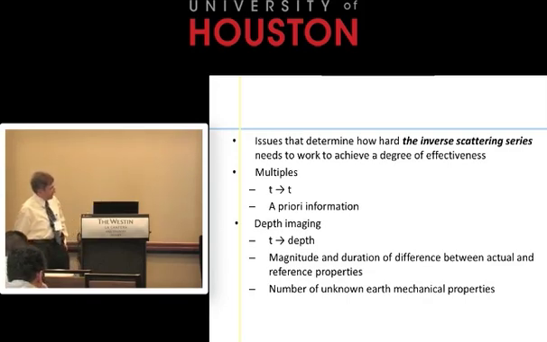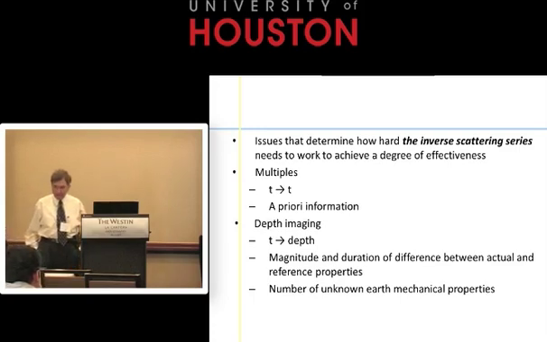So if you're in the business of multiples, first of all, things are simpler. It's time to time. Traces in, traces out. That's already simpler, and traces in, depth out, which is depth imaging. If you have a priori information that you assume is reliable, like the free surface multiple removal, that reduces the need for terms. If you have no a priori information, no assumption about any of the generators of multiples, anything about the path through which they have propagated, then you have to have more terms.